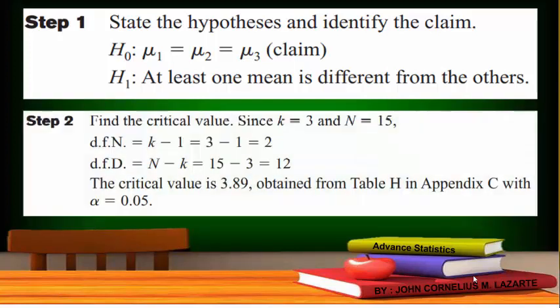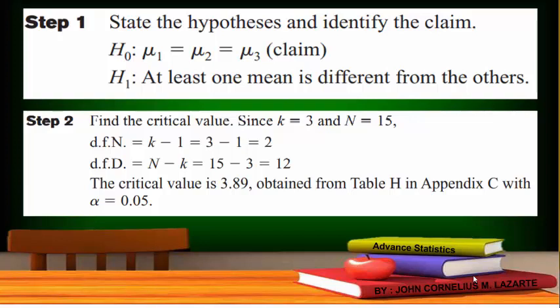Proceeding to step 2, we need to find the critical value. Since k is equal to 3 because there are 3 groups, and N is equal to 15, the 15 responses or sample size, the degrees of freedom numerator is equal to k minus 1. Substituting the value of k, we have 3 minus 1, which is 2 for the degrees of freedom numerator. For the degrees of freedom denominator, we have N minus k, 15 minus 3, which is equal to 12.